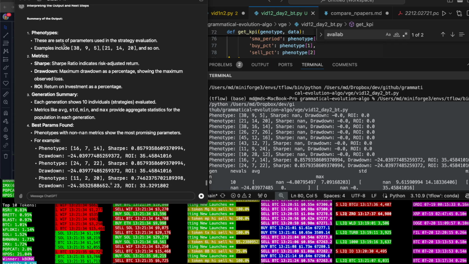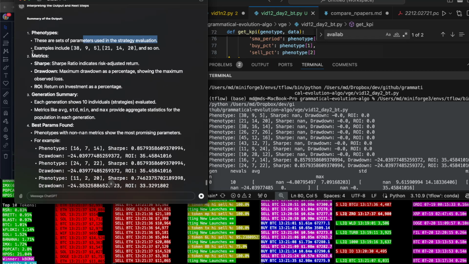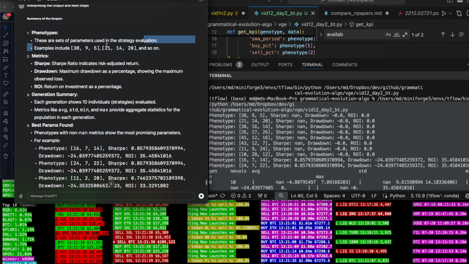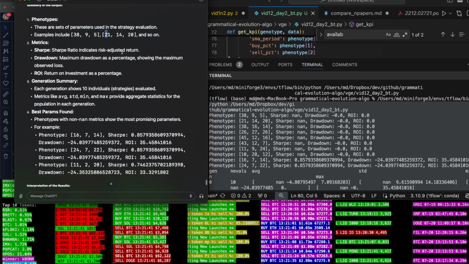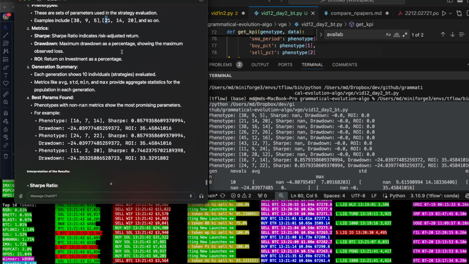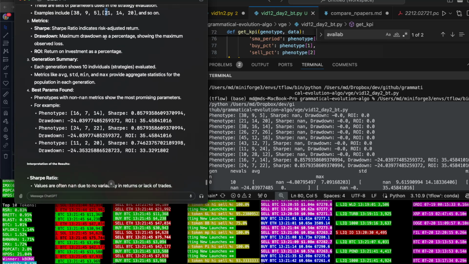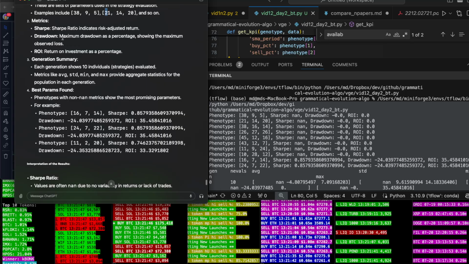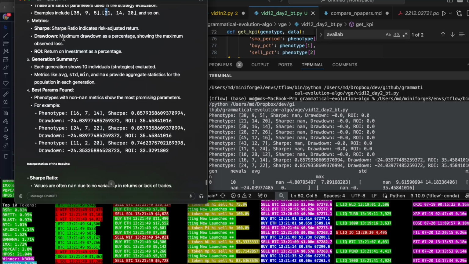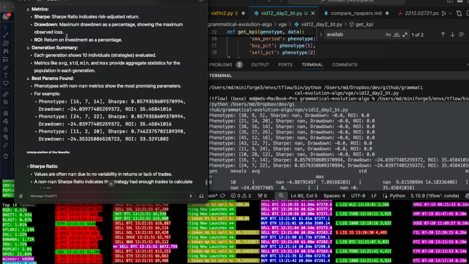The phenotypes are the parameters used in the strategy evaluation. Examples include 38, 9, 5 and 21, 14, 20. The Sharpe ratio indicates the risk-adjusted return. The maximum drawdown as a percentage shows the maximum observed loss.